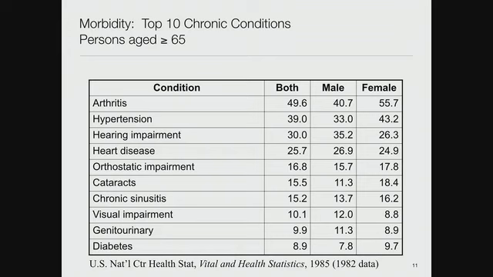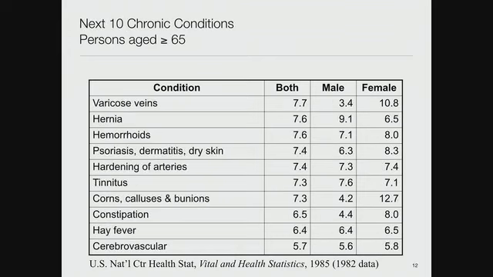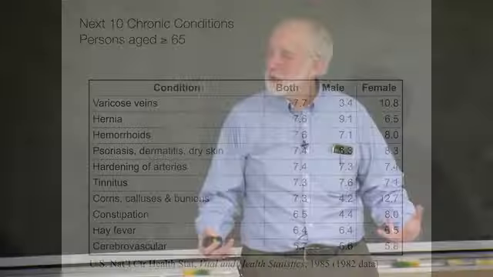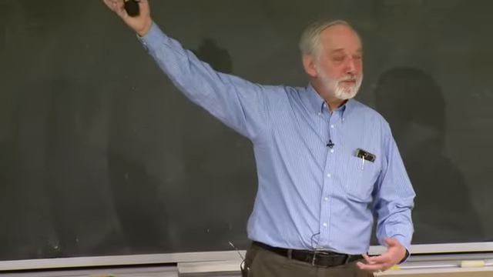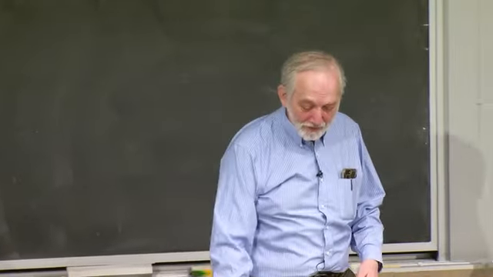Okay? So these are all growing. Here's the list of the next 10. Varicose veins, hernia, hemorrhoids, psoriasis, hardening of the arteries, tinnitus, corns, calluses, constipation, hay fever, and cerebrovascular problems. All right? So people develop these by the time they're over 65.